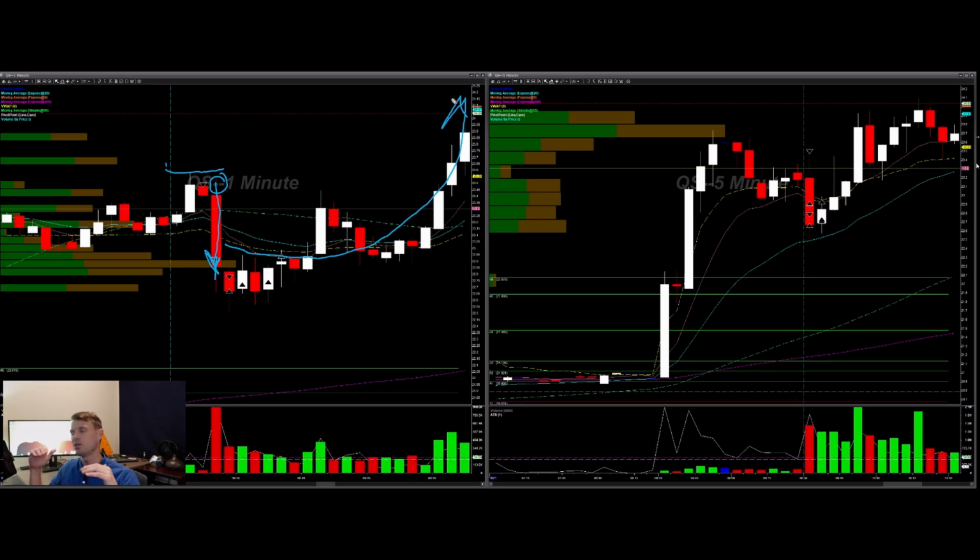So it took a little bit of time for the bulls to come back in, but this initial move just scared everybody and everybody jumped out. And I was in the position to take advantage of those folks when they jumped out.